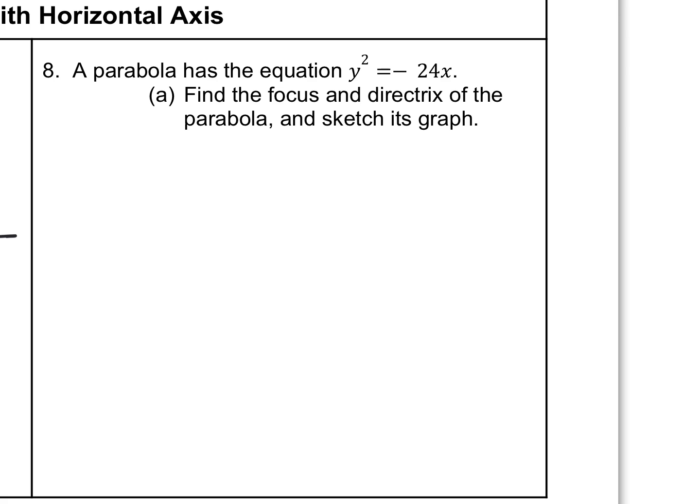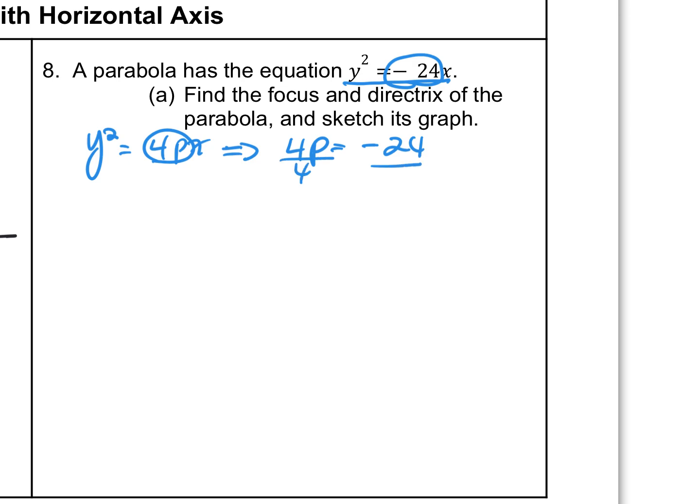A parabola has the equation y squared is equal to negative 24x. So this is already in its original form, which is y squared is equal to 4px. But that 4px value is going to be negative 24. So let's find p. Let's equate it. 4p is equal to negative 24. Dividing both by 4, our p here now is going to give you negative 6. So our p is negative 6.